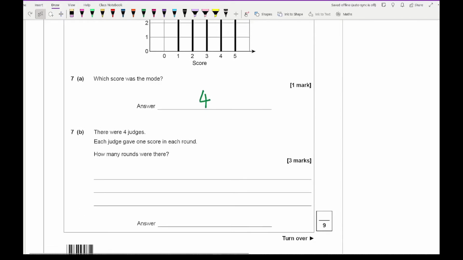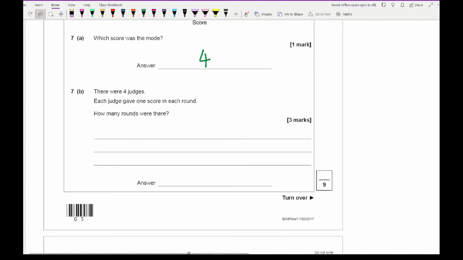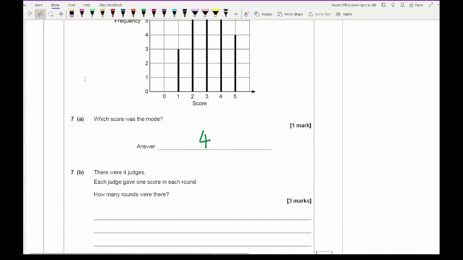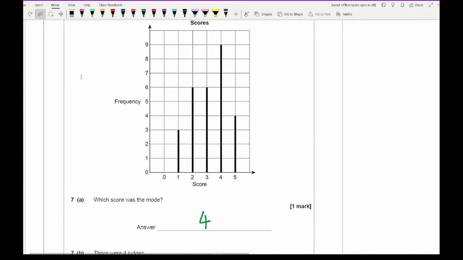The next question then says there are 4 judges. Each judge gives 1 score in each round. So what we need to do here is add up all the total frequencies and divide it by 4 because we've got 4 judges. So here if I add up the numbers, I've got 3, I've got 6, I've got 6, I've got 9, and I've got 4.